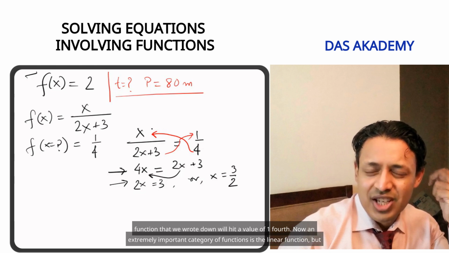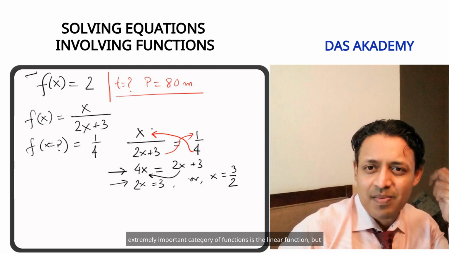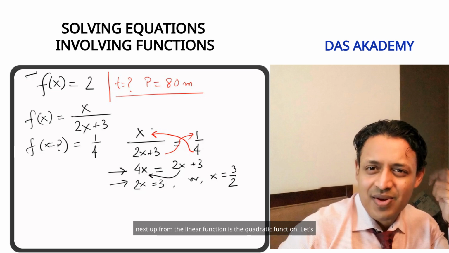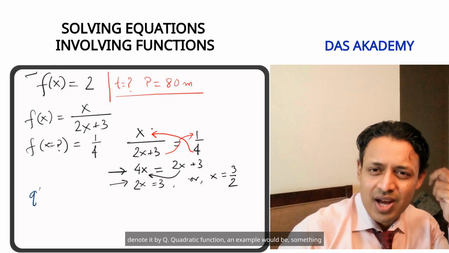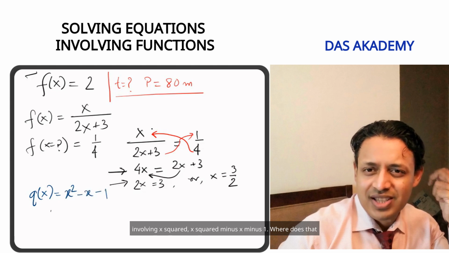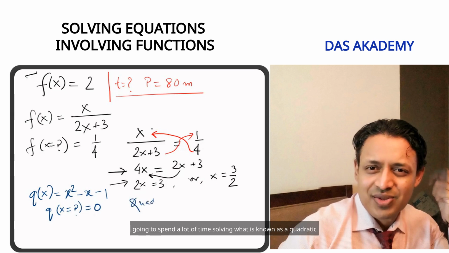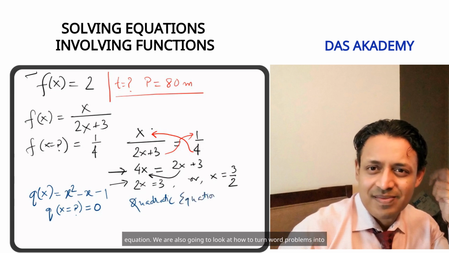Now, an extremely important category of functions is the linear function, but next up from the linear function is the quadratic function. Let's denote it by Q. An example would be something involving x squared minus x minus 1. For what value of x does this quadratic function equal 0? So we are going to spend a lot of time solving what is known as a quadratic equation.